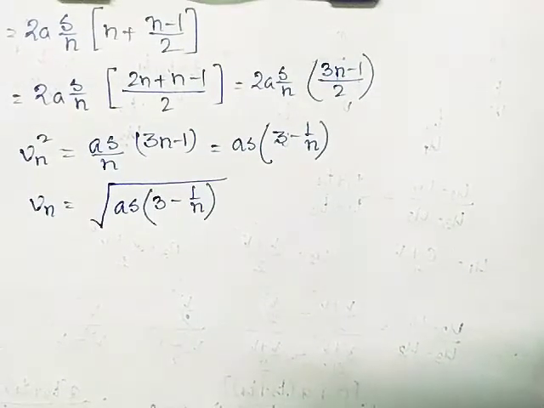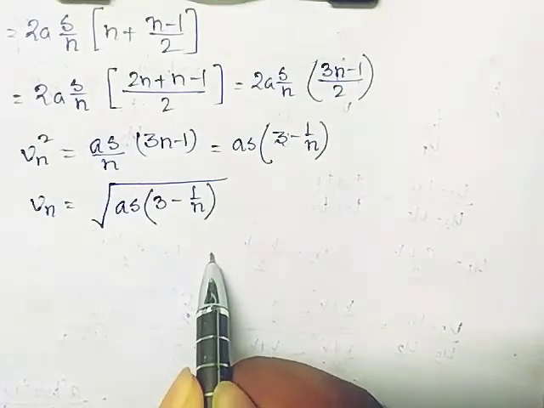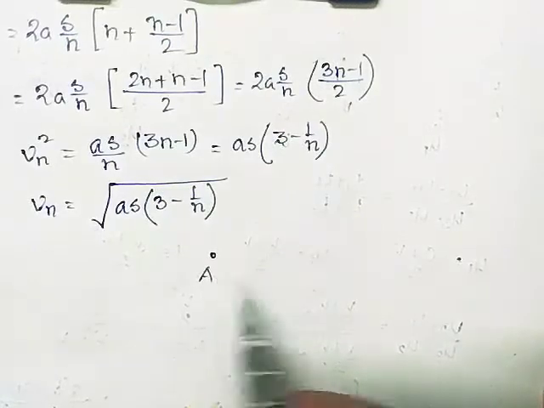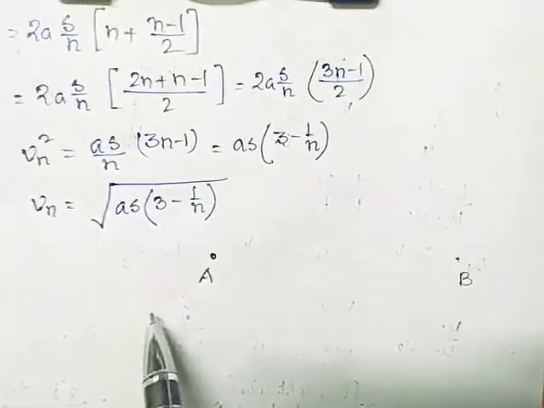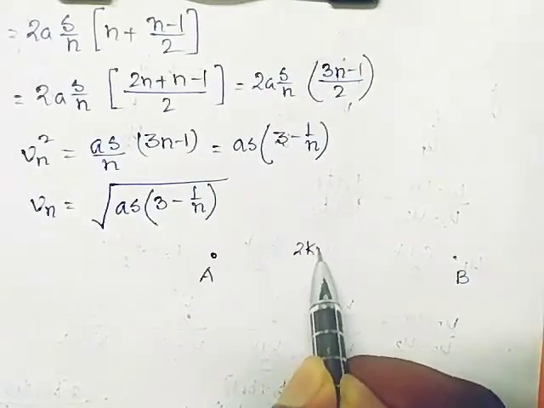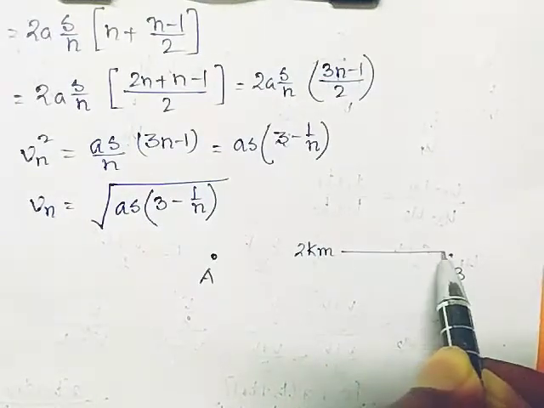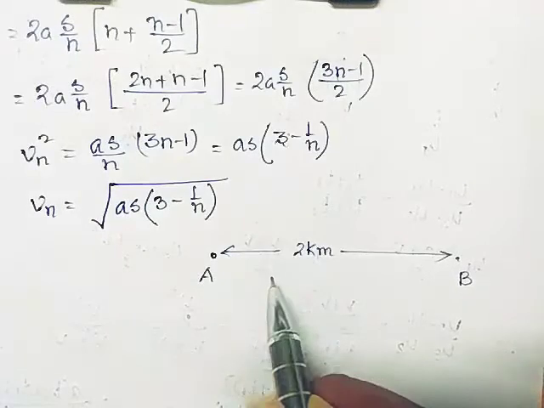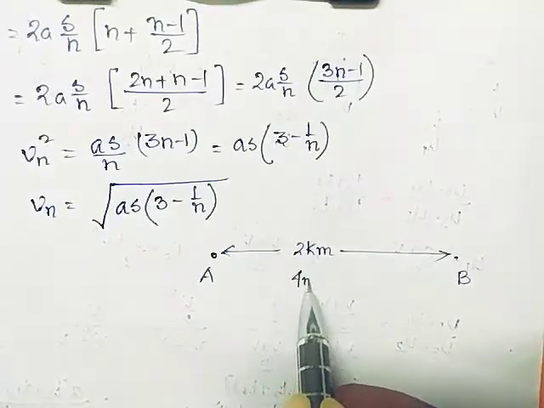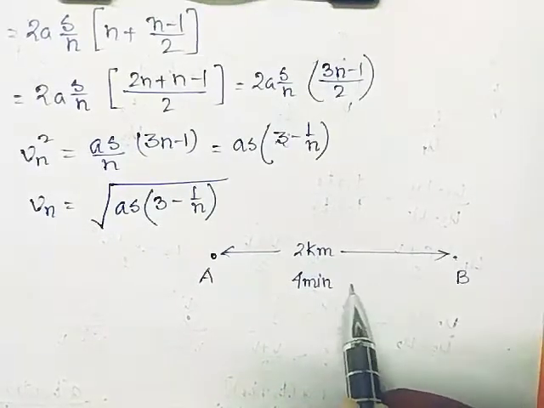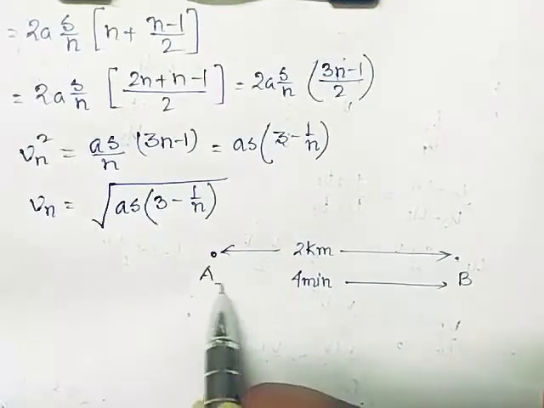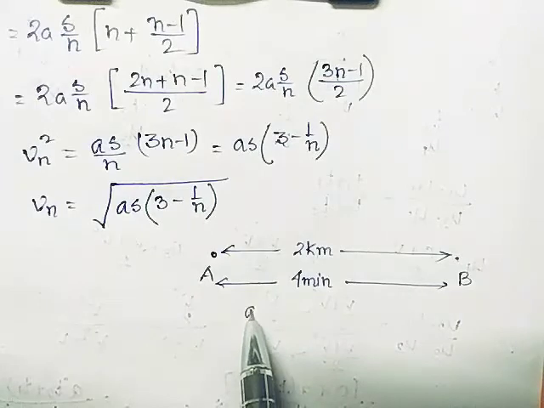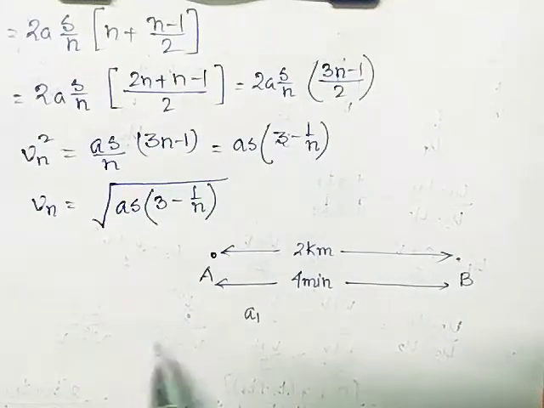Let us take a real value problem. The problem is something like this. Here are two stations A and B, and the distance between them I can take as 2 kilometers. The time taken by the train in reaching from A to B is 4 minutes. The train is accelerated by an acceleration a1.